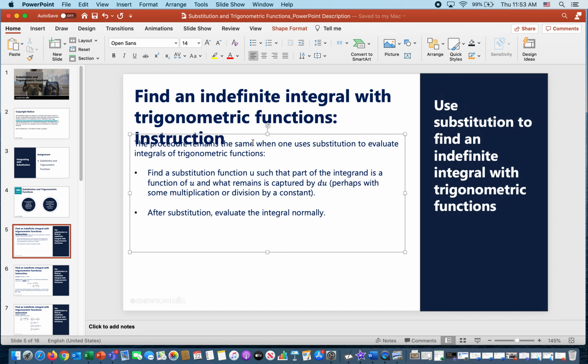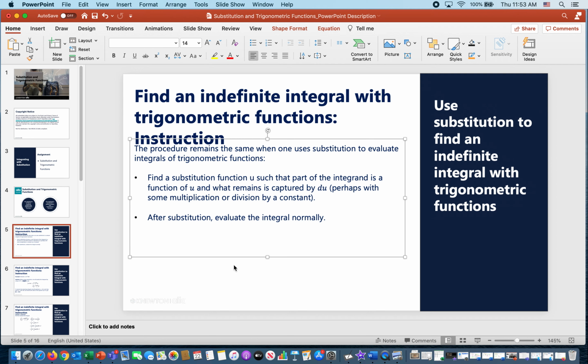One thing I want to do is point out this right here. The procedure is going to be the exact same, right? Find a substitution function u such that part of the integrand is a function of u and what remains is captured by du. That's just a complicated way of saying, see if you can find a function whose derivative is part of the problem, okay? So again, the same tricks apply. If it's in parentheses or if it's raised to a power or under the radical, those are hints at what u should equal. Sometimes it's not as obvious, and that's what we're going to talk about here.